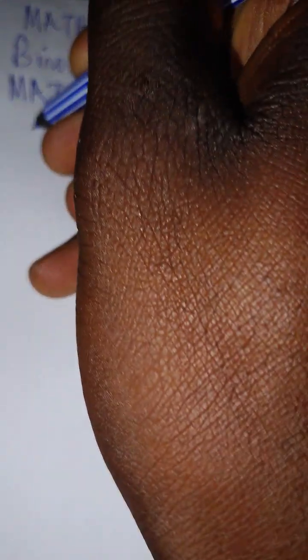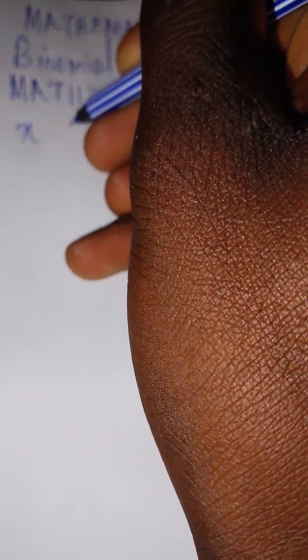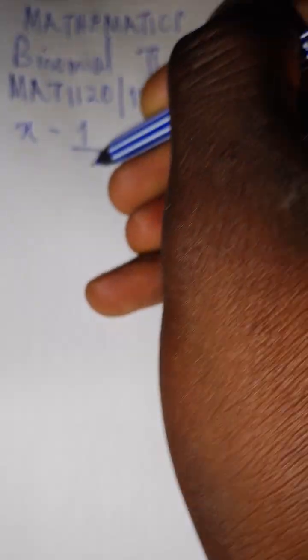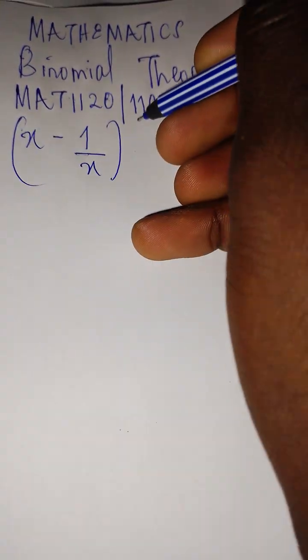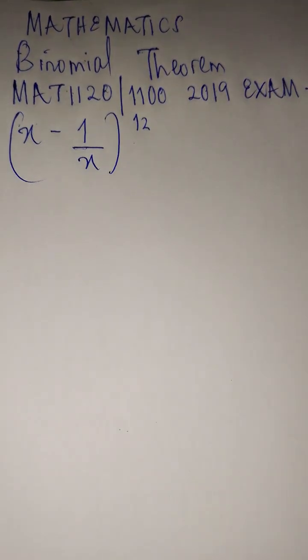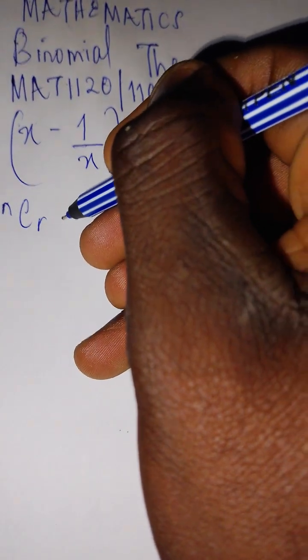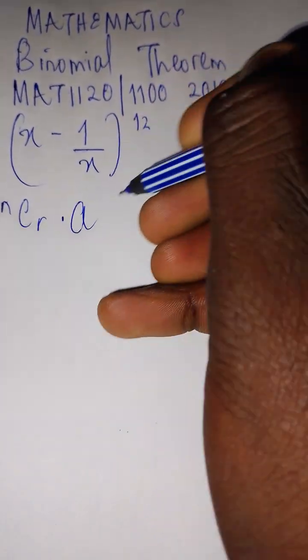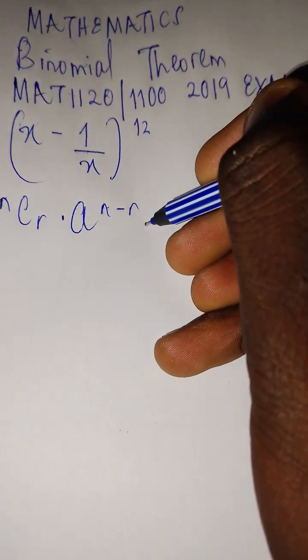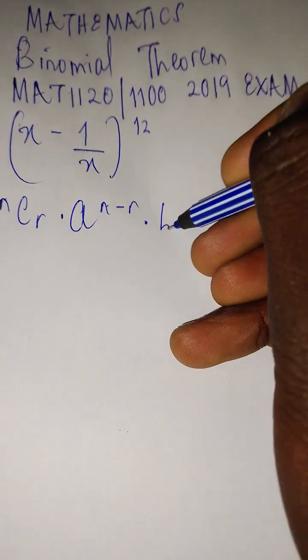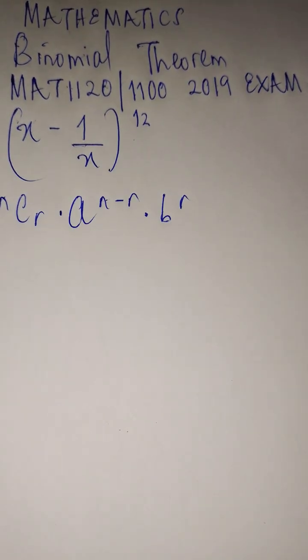So the question was, find the term independent of x in the expression x minus 1 over x raised to the power 12. Okay, so the first thing I'm going to do here is to write the formula. The formula is n combination r multiplied by a^(n minus r) multiplied by b raised to the power r.